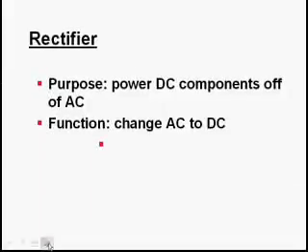A rectifier does the exact opposite. Its purpose, or why it's on the aircraft, is so you can run DC components even though your primary power source is alternating current. How does it do it? It just changes AC to DC instead of DC to AC.